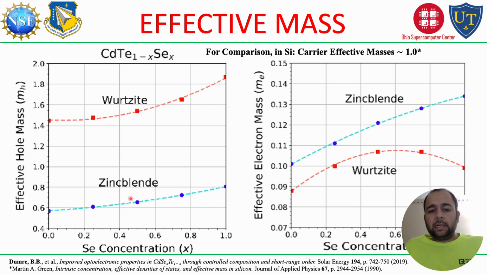We can expect, as we already discussed, that the zinc blende crystal structure at 40% selenium concentration can be used as the absorber layer. In that sense, the zinc blende crystal structure has a lower effective mass compared to silicon, which can be a good characteristic for this particular material to have nicer electron and hole movement in the crystal structure.